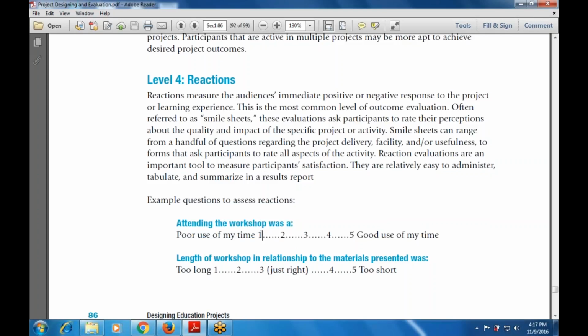Poor use is 1, so it is rated from 1 to 5. A poor usage means I wasted my time. That is 1. Good usage of my time means I'm very much efficient in the knowledge and the skill that is used after attending the workshop. That is also one of the main aims of attending the workshop. I'm going to use the workshop. That is a 5. 1 is a waste of time.